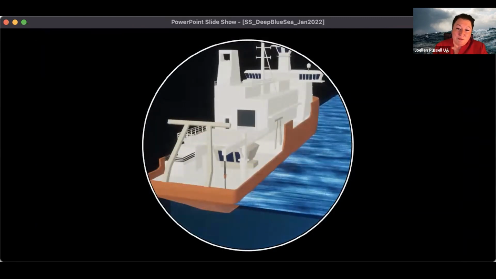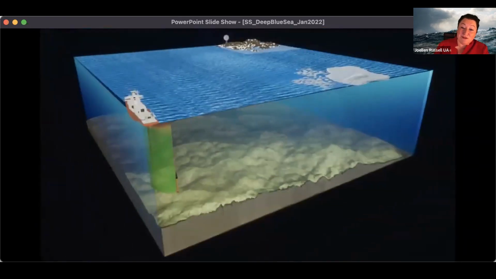This is just a little animation of us deploying this and how it works together with our satellite systems to try and give us a better look.